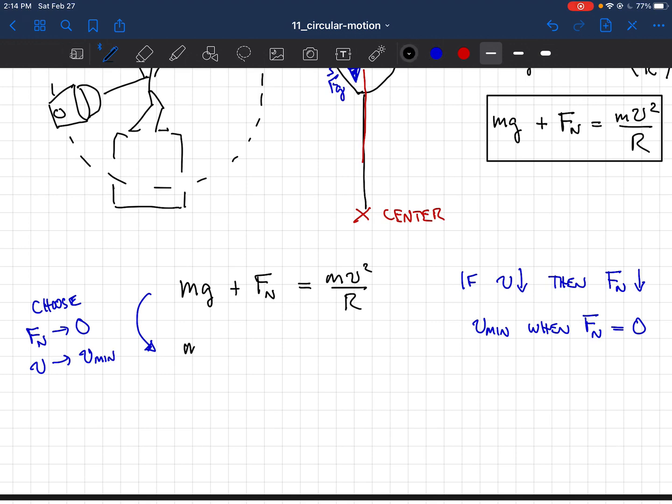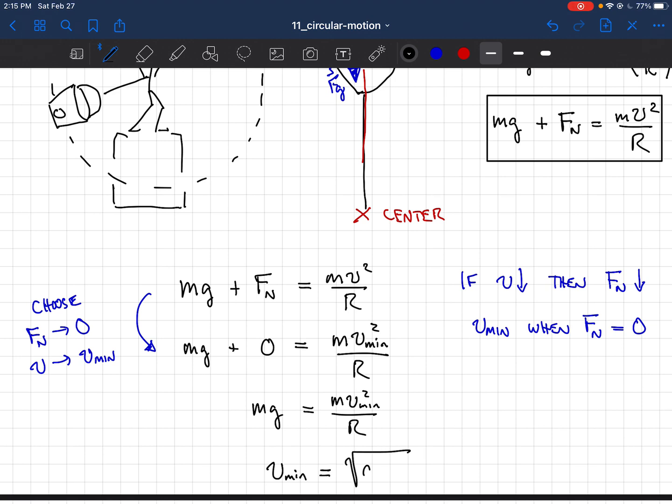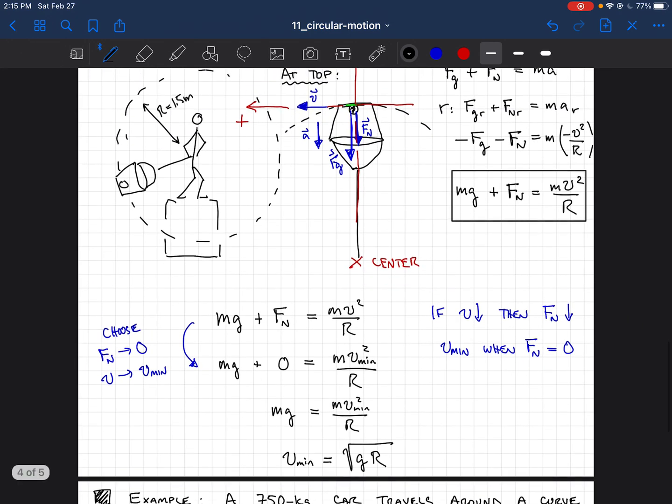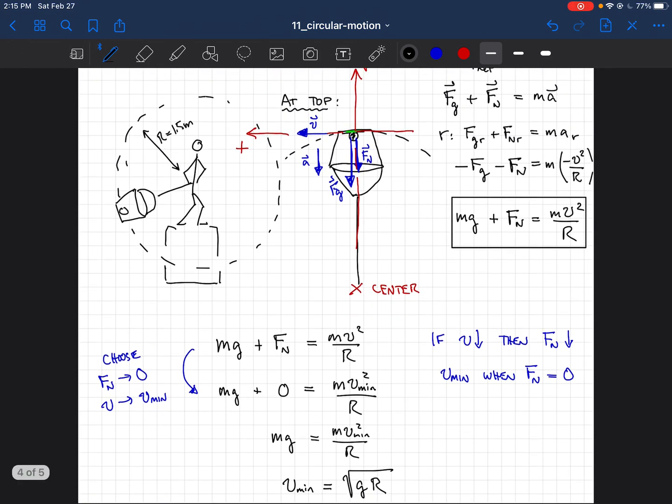And then we can solve for that. So we get mg plus 0 is equal to m times v min squared over r. And that means mg is equal to m v min squared over r. I can divide both sides by m, and I can multiply both sides by r, and I get v min is equal to the square root of gr. So what is that? Well, interestingly, it doesn't depend on the ball. It doesn't matter what the mass of the ball is. The minimum speed is going to be the same regardless of the mass of the ball.